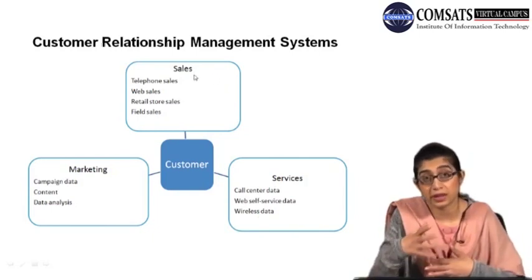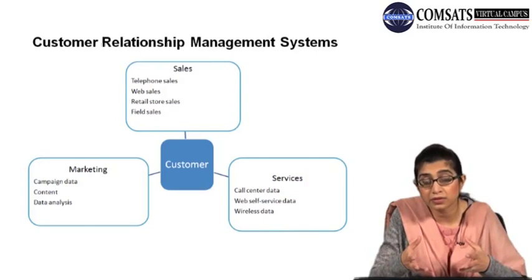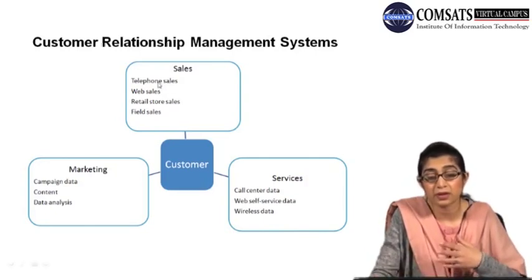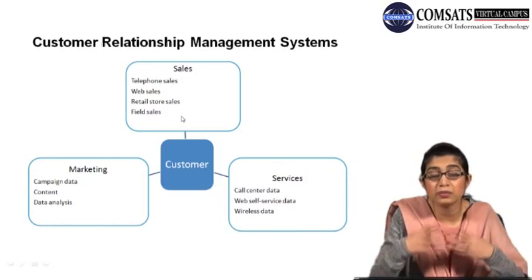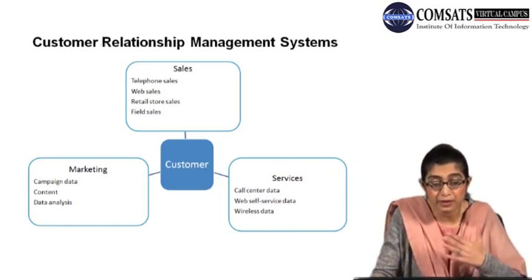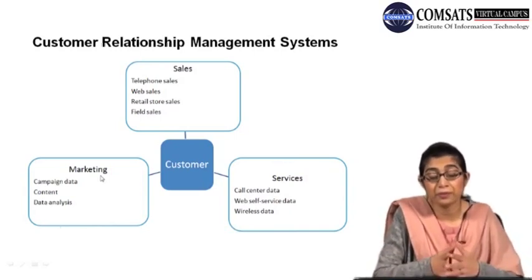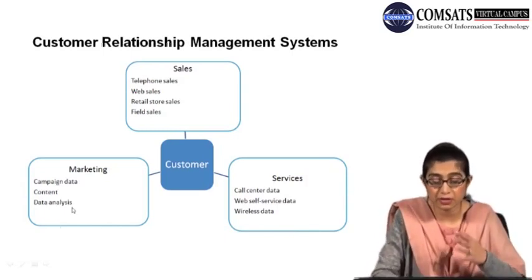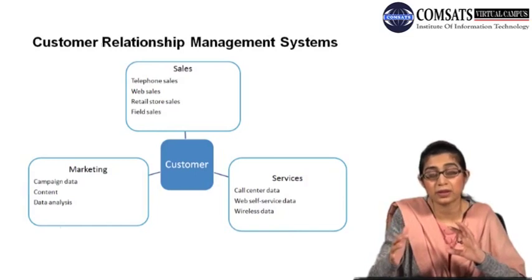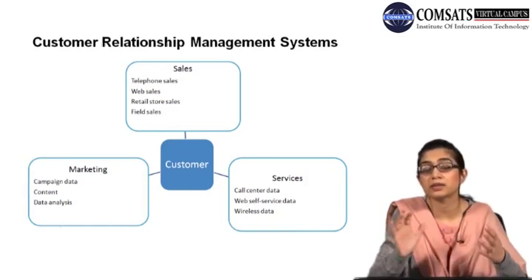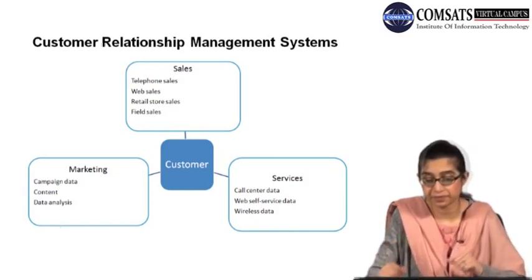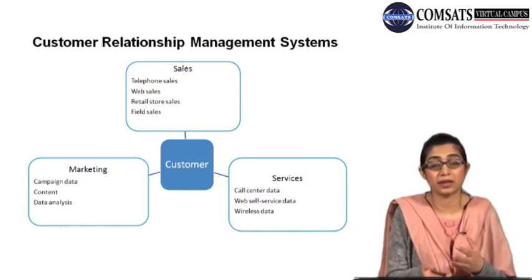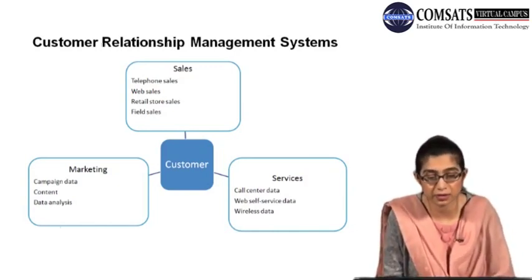Then the other dimension is sales. When they are selling something to the customer, they are gathering data from telephone sales or web sales, retail store sales, or field sales. So they are gathering data from these kinds of sales as well. Next dimension is the marketing dimension. So they are gathering data about the customer from the campaign data, the content data, as well as data analysis. So there are different kinds of dimensions from which the CRM systems are examining the customer and getting the data from different angles, so that every kind of customer data is collected in a centralized manner.